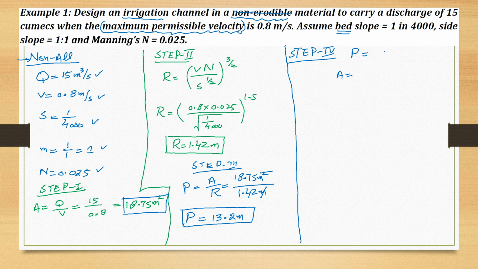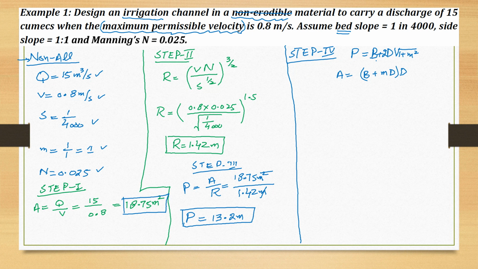The perimeter of a trapezoidal channel is P equals, sorry, this is not P, this is B, the breadth of the channel, plus 2D into square root of 1 plus m square. And area is written as (B plus MD) into D.